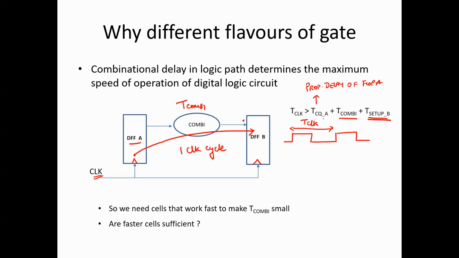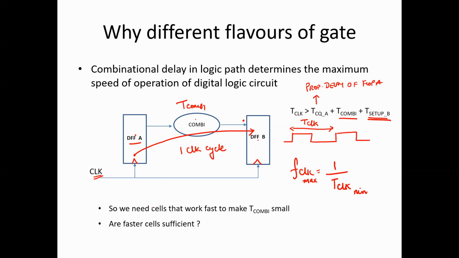So the clock cycle needs to accommodate the propagation delay of flop A, the combinational delay, and the setup time of flop B. That should be the minimum requirement of the clock period, and that will decide the maximum frequency. So F clock will be 1 by T clock, and since these are reciprocal, this is the minimum clock period needed. This will be the maximum clock frequency. Clear?